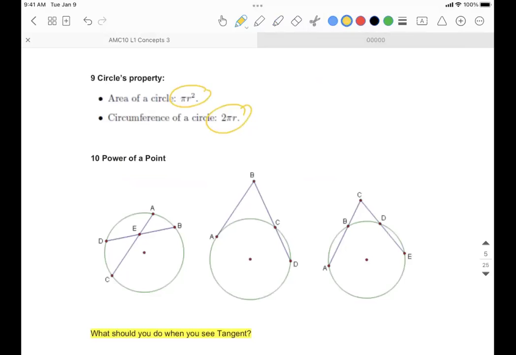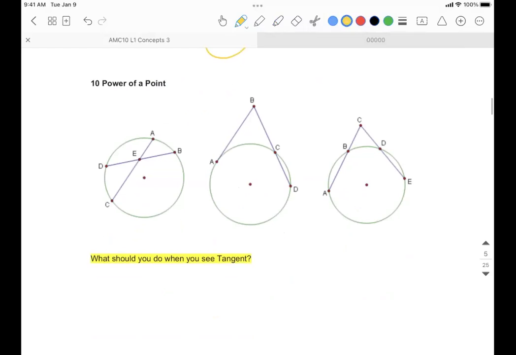These are something so easy, right? You know that from your elementary school. Okay, power of a point. This is actually something so important. We talk a lot about it in our regular lectures.